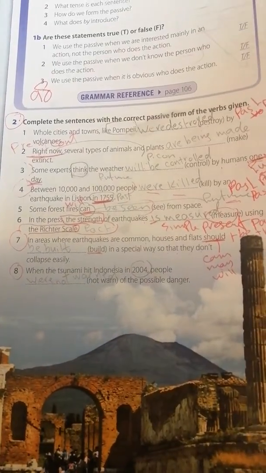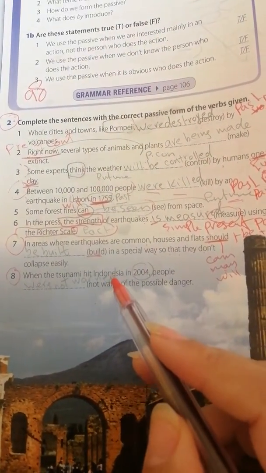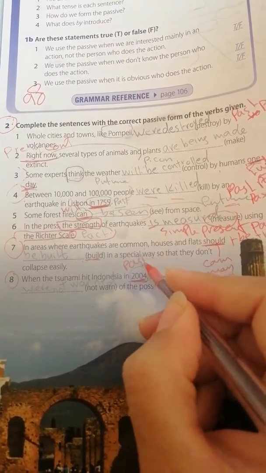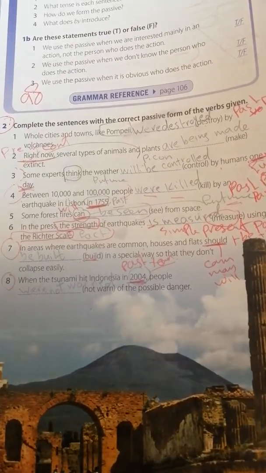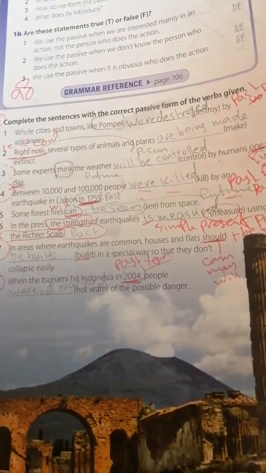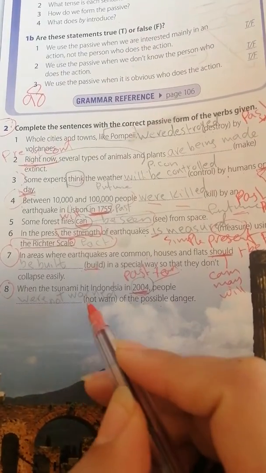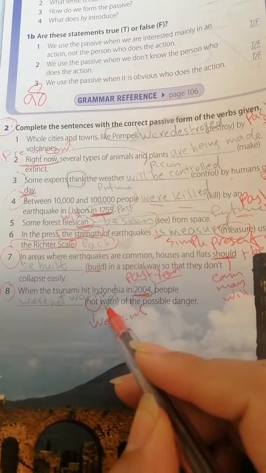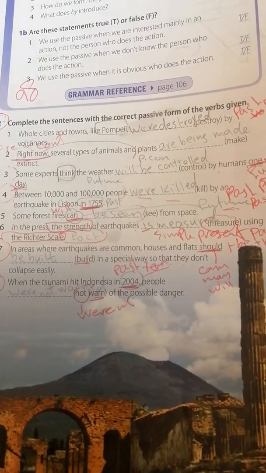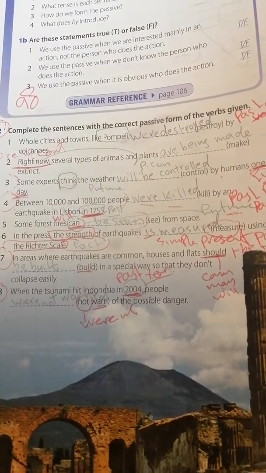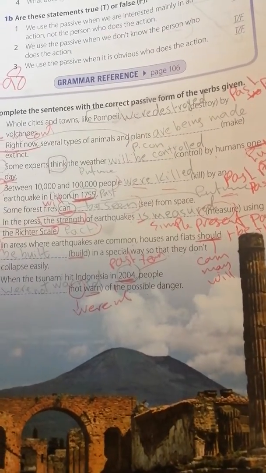Number 8, when the tsunami hit Indonesia in 2004. 2004, this is a past year, or a year in the past. Which tense do we need to use? Yes, we need to use the past simple passive. People not warn of the possible danger. Not goes after where, so it becomes where not, and warned, verb 3 from warn, warned of the possible danger. People were not warned, لم يتم تحذيرهم of the possible danger.